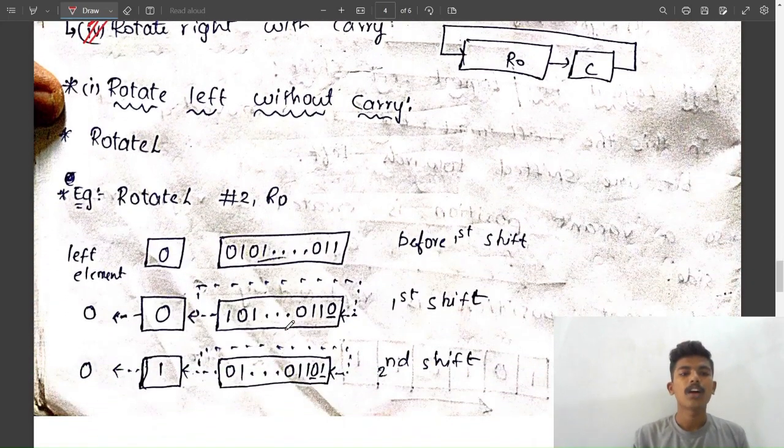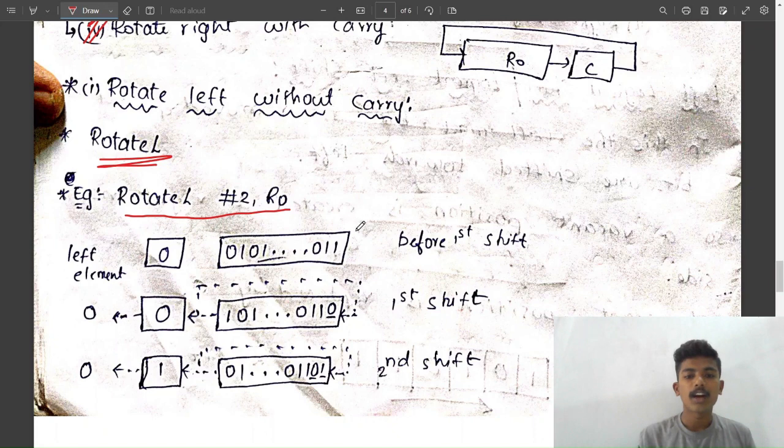First, rotate left without carry. In this, the notation we use is ROTL, which means rotate left without carry. Here we have taken an example, ROTL 2, R0. The data in the register R0 is this one, and in this register we are shifting the data bits 2 bits towards the left side. This is the meaning of this notation.